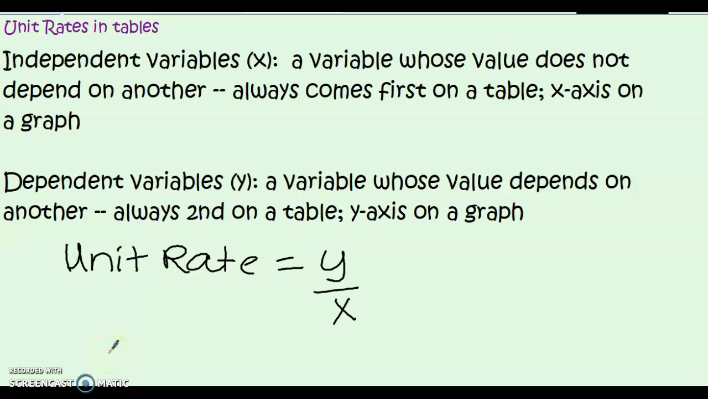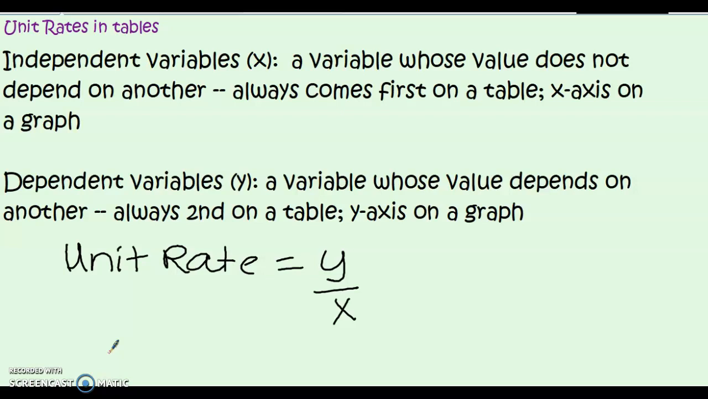Okay, today we're doing unit rates and tables, and we have a couple of vocabulary words we need to understand. Independent variables are variables whose value does not depend on another. It does always come first in a table. So an example of an independent variable would be like time, for word problems where we're working with miles per hour. It would be the hours.